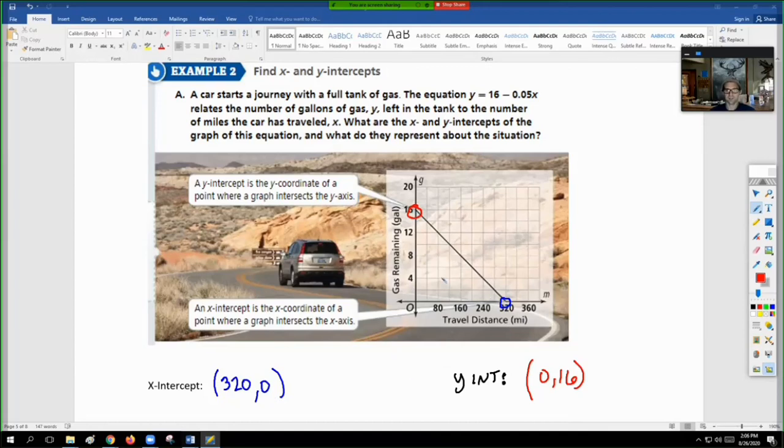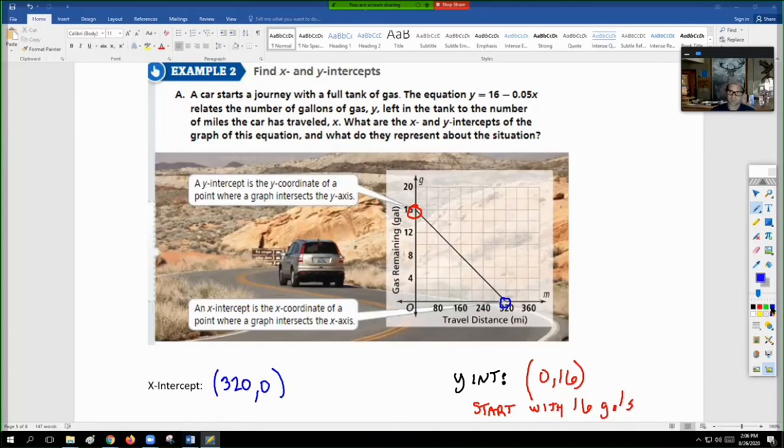Now, what does that mean to our story problem? I think y-intercept's the easiest one to figure out. Remember, x represents the miles we traveled. Y represents the gallons that are in the car. Well, that means if we travel 0 miles, we would have 16 gallons. Or we could just say from there, okay, we start with 16 gallons.